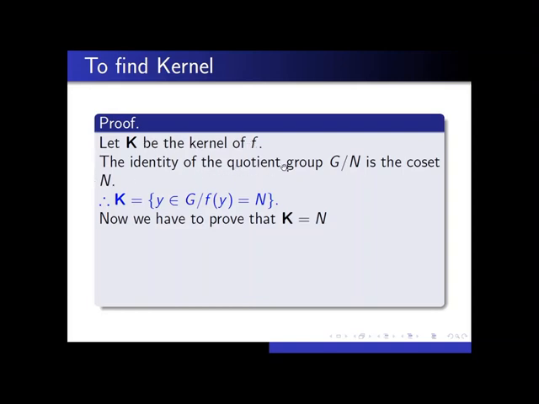The identity of the quotient group G by N is the coset N. So G by N అనే quotient group ki identity element వచ్చేసి N అవుతుంది. So according to the definition of kernel, set of all elements x belongs to G, ఇక్కడ మనం y belongs to G తీసుకుంటున్నాం, such that f of x is equals to e dash కదా. ఇక్కడ f of x బదులుగా y తీసుకుంటున్నాం, is equals to e dash.